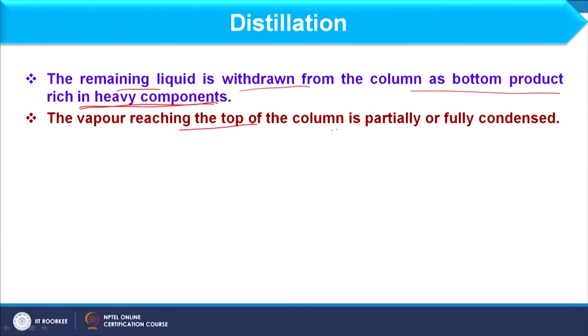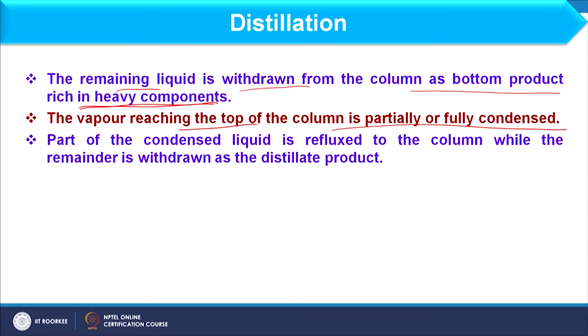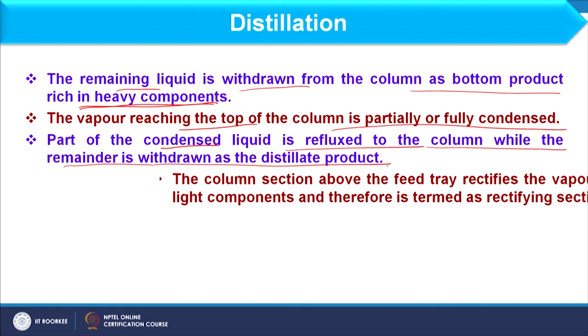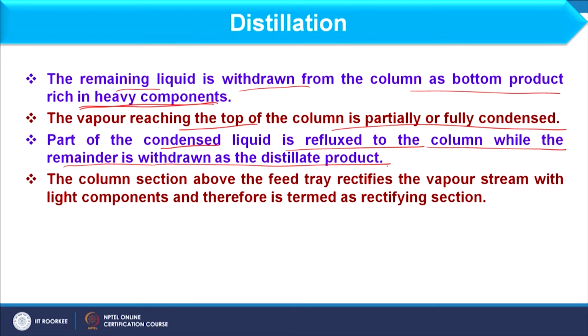Which has lesser volatility will be considered as the heavy component. And you understand that in the distillation column from the top we usually have the light component and from the bottom we usually get the heavy component. The vapor reaching the top of the column is partially or fully condensed. Part of the condensed liquid is refluxed to the column, while the remaining we can withdraw as distillate product. All these points you know, but we are quickly covering them.